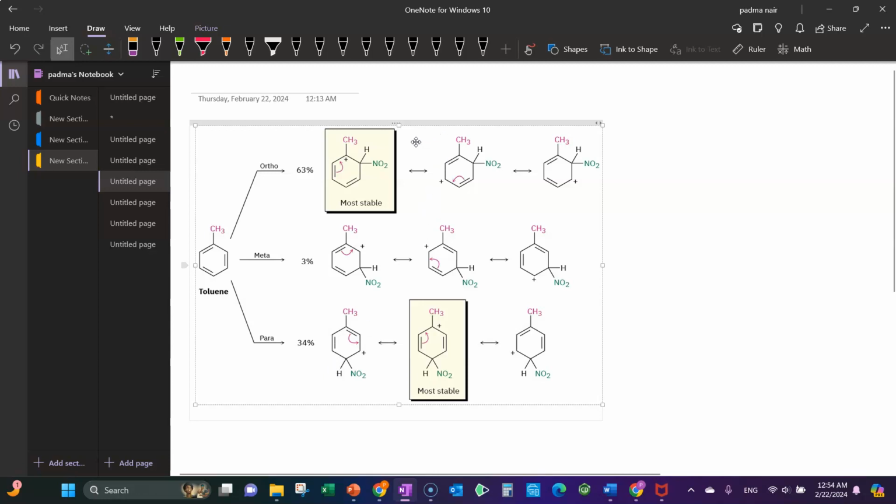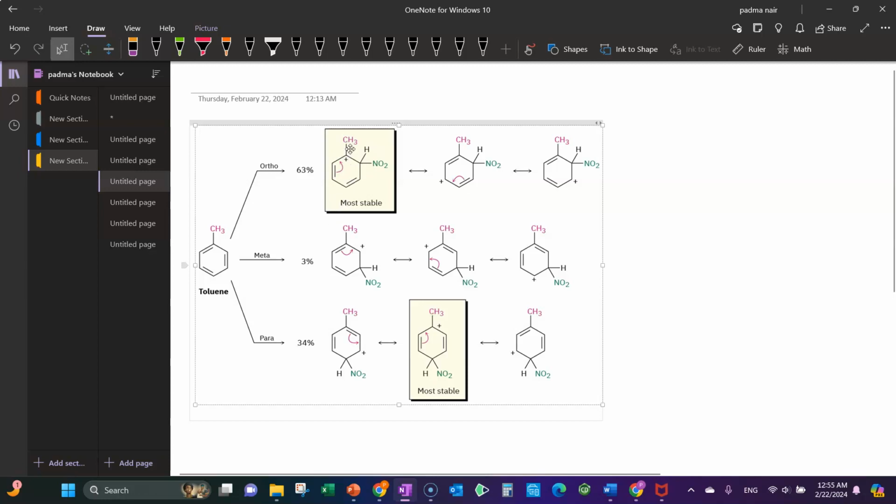Okay, we are assuming that at this time we do not know where the NO2 group or the incoming group will go. So we will look at all 3 scenarios where the NO2 is in the ortho position, in the meta position, and in the para position, and we get the sigma complex. So this is the first sigma complex when the reaction happens at the ortho position, or the NO2 takes the ortho position.